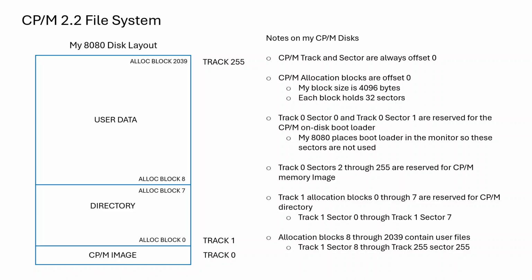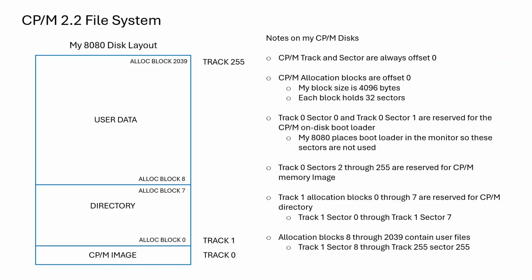So just as a review, track and sector in CP/M are always offset 0. They start at 0 and they move up from there. Versus offset 1, which you see in a lot of other machines, different controllers, whose disk controllers will start with sector offset 1. But in my case, we start with offset 0 for both track and sector. Allocation blocks are also offset 0. Your first allocation block is going to be 0 and not 1. The block size I chose for my computer is 4096. That's turning out to be a pretty decent choice, so I'm just going to leave it at 4096.